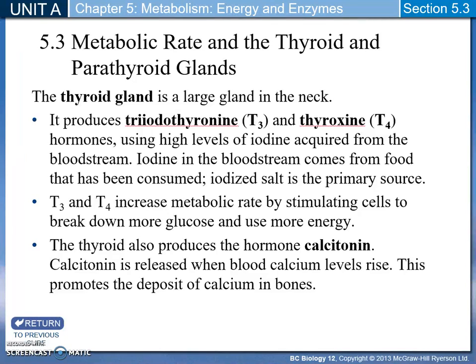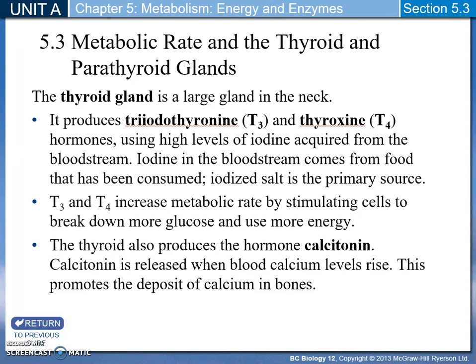And iodine in the bloodstream comes from food that has been consumed, and iodized salt is the primary source. In fact, that is generally why iodine is added to our table salt, to ensure that most people are going to get enough iodine. So T3 and T4 increase metabolic rate by stimulating cells to break down more glucose and use more energy.